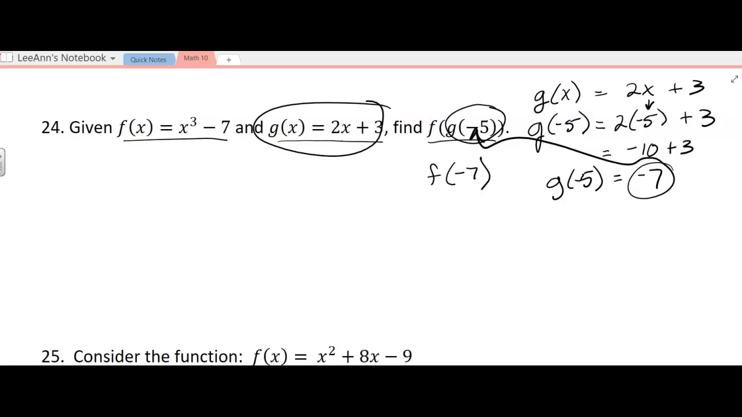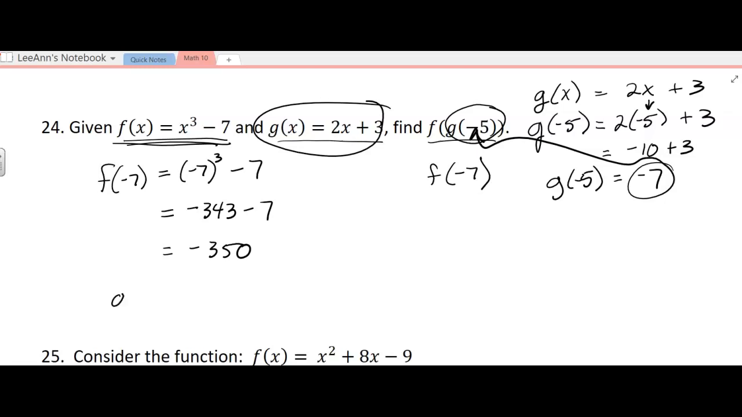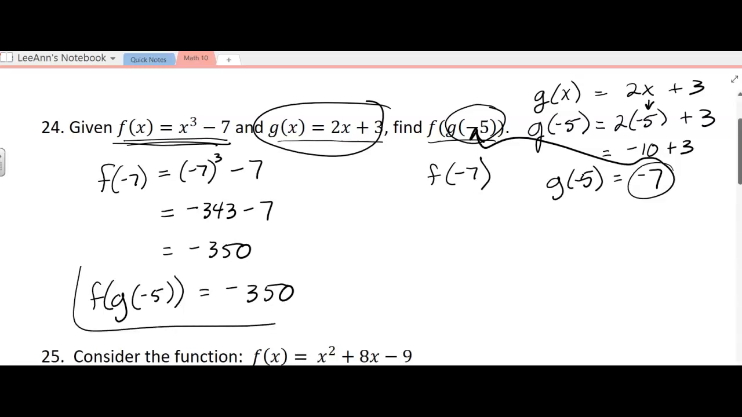So now we're going to go to the f function over here, and we're going to find f of negative 7. So we put in negative 7, we're going to cube it, minus 7. What's negative 7 cubed? Well, it's negative 343. And then we're going to subtract 7. So what's that? Negative 350? Okay, so f of g of negative 5 equals negative 350. I forgot to put a box.